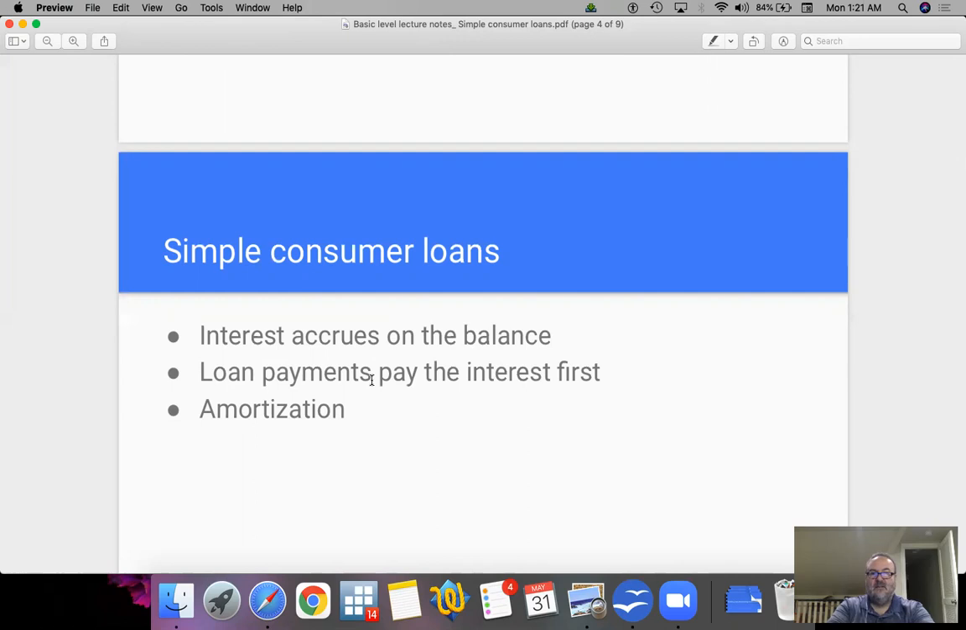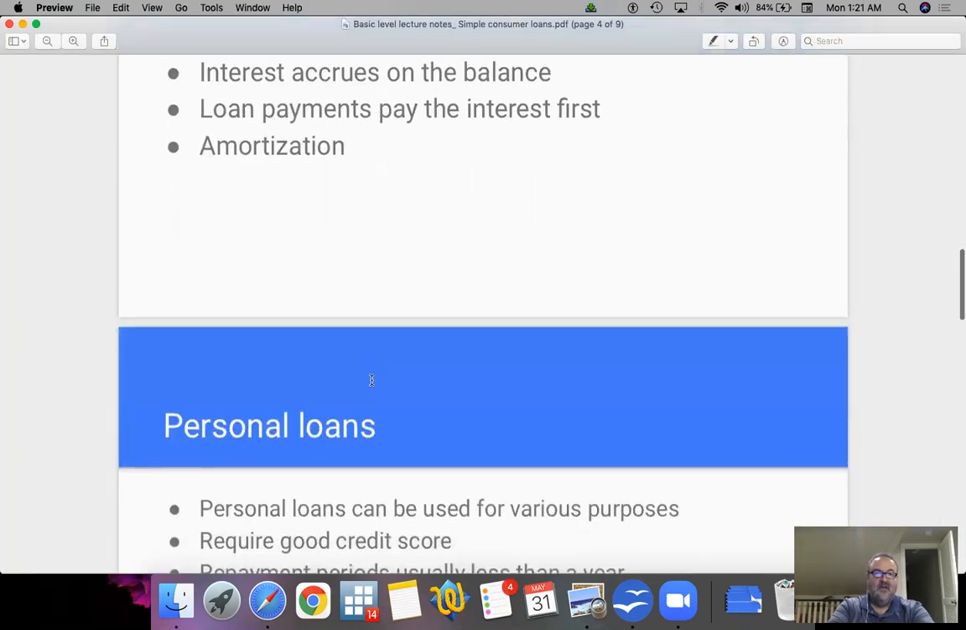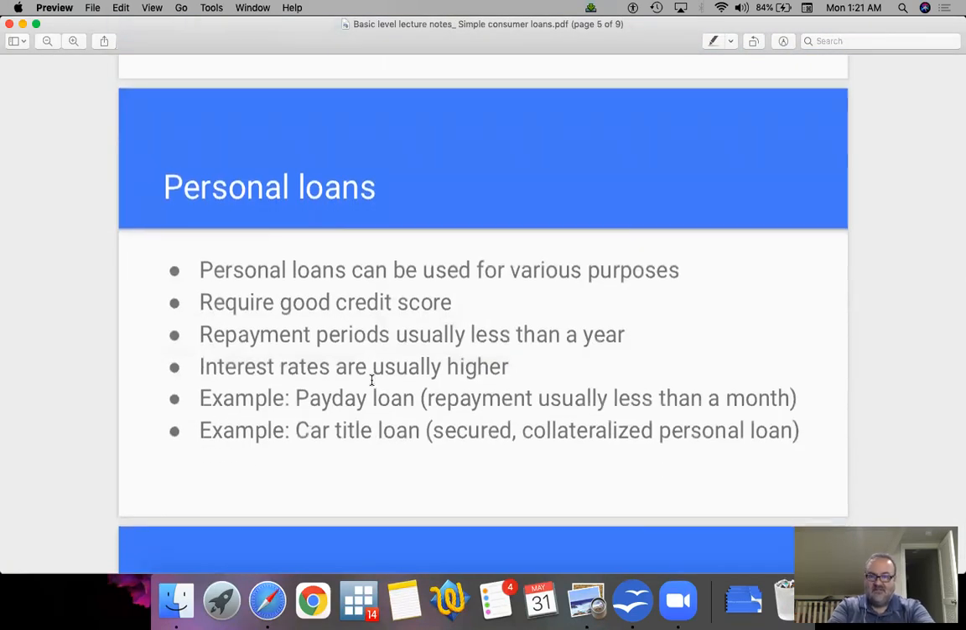Amortization simply means that you have a fixed payment which pays down all of the interest and then some of the principal. Then at a certain point, say on a 30-year mortgage, you have paid down the entire interest and the entire balance on the loan. Personal loans, a subtype of consumer loans, can be used for various purposes, require a good credit score, and the repayment period is usually less than a year. Interest rates are usually higher.